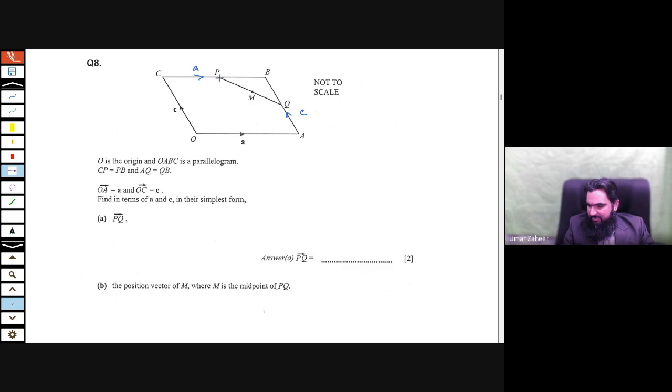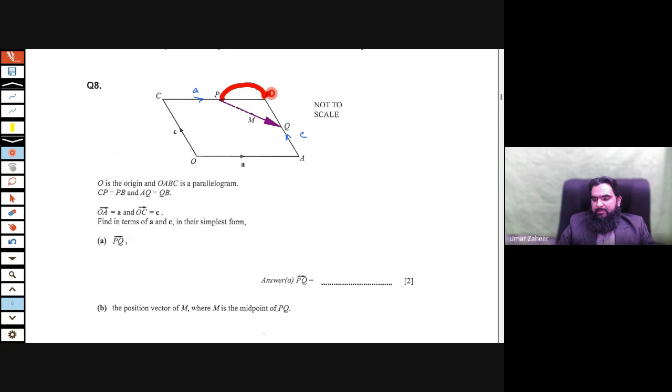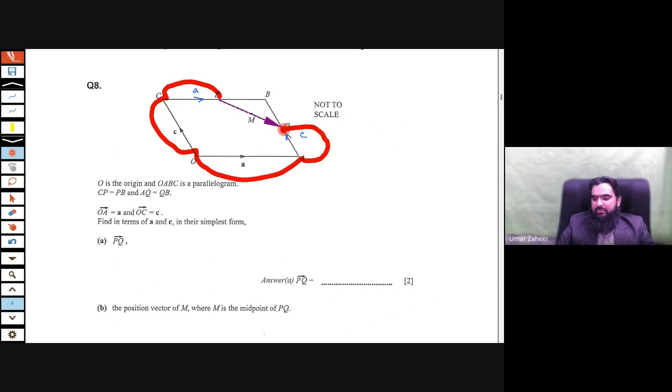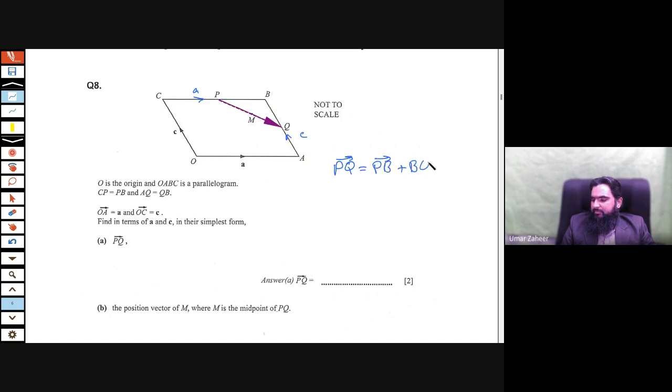Okay, first I will draw the vector P to Q. Yes, Senior, how many ways do we have to move from P to Q? We have P to B and B to Q. This is one way, or you have to move from P to C, C to O, O to A, and A to Q, but it's a bigger way. So let's see how to choose this one. We need to find PQ. PQ is equal to PB plus BQ.